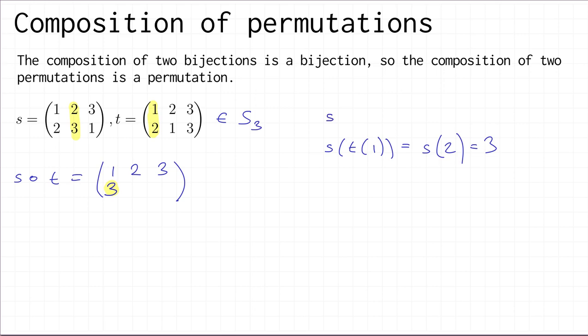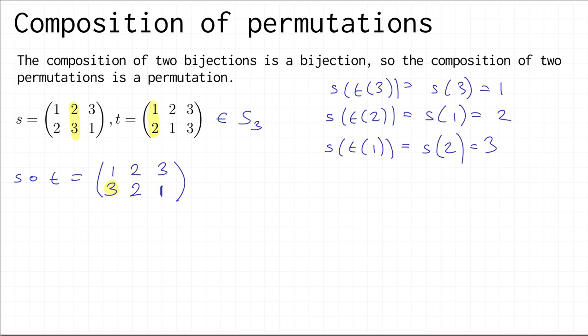Okay, similarly, let's do some more. S of T of 2 is S of 1. The middle column of T tells me this, and S of 1 is 2. So I've got a 2 here. And finally, S of T of 3 is S of 3, which is 1. And again, I didn't actually need to work that out because I know that the things on the bottom row must be the numbers 1, 2, 3 in some order. So when I've got to the last position and there's no 1 on the bottom row, it must be a 1 going there. Okay, so however we do it, that is the two-row notation for S composed with T.